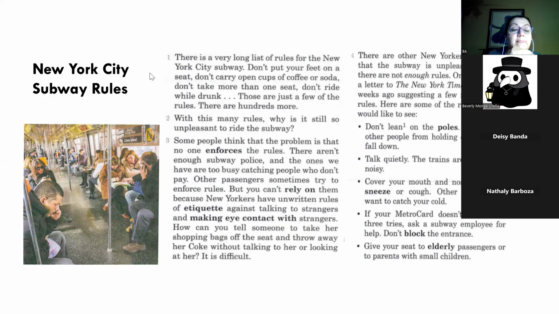Okay, let's read. This is New York City subway rules. There is a very long list of rules for the New York City subway. Don't put your feet on a seat. Don't carry open cups of coffee or soda. Don't take more than one seat. Don't ride while drunk. Those are just a few of the rules. There are hundreds more. With these many rules, why is it still so unpleasant to ride the subway?